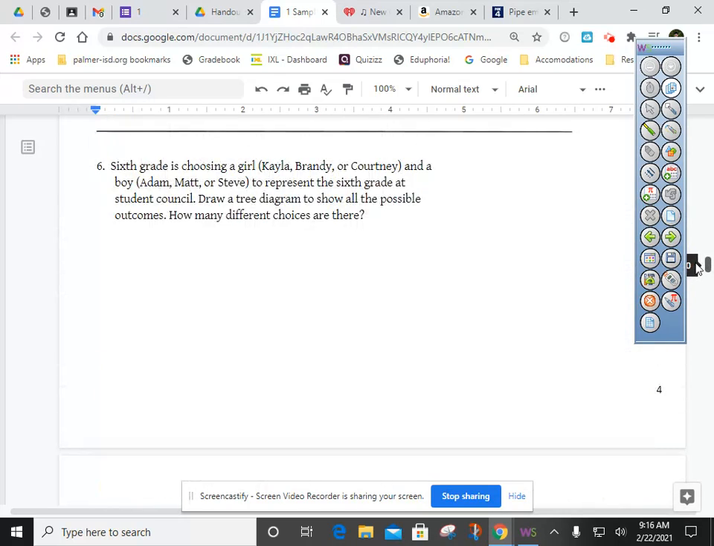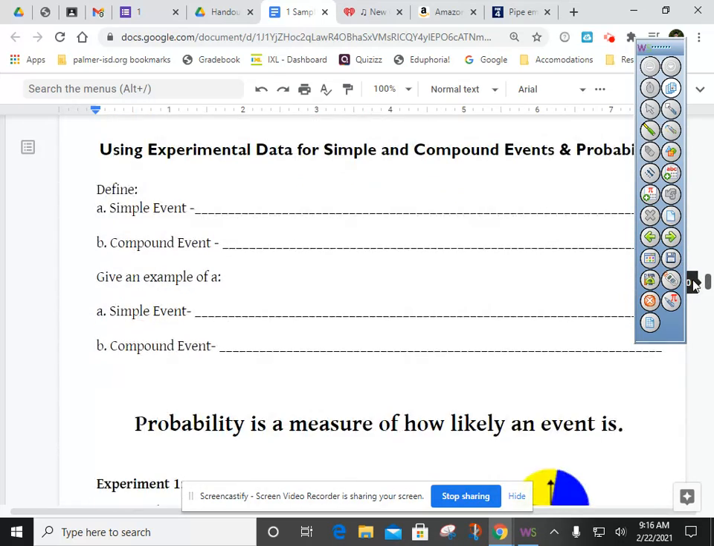We're going to turn all the way to page 5. Using experimental data for simple and compound events and probability. We have already visited this year. Why are you saying uh-oh, Caden? Because it looks complicated.